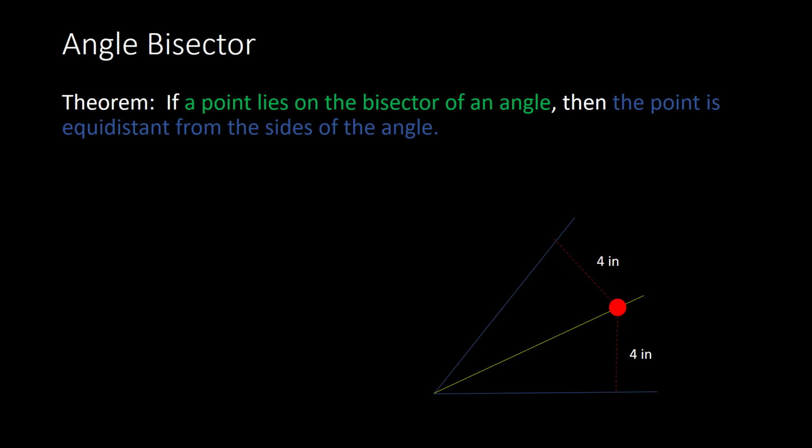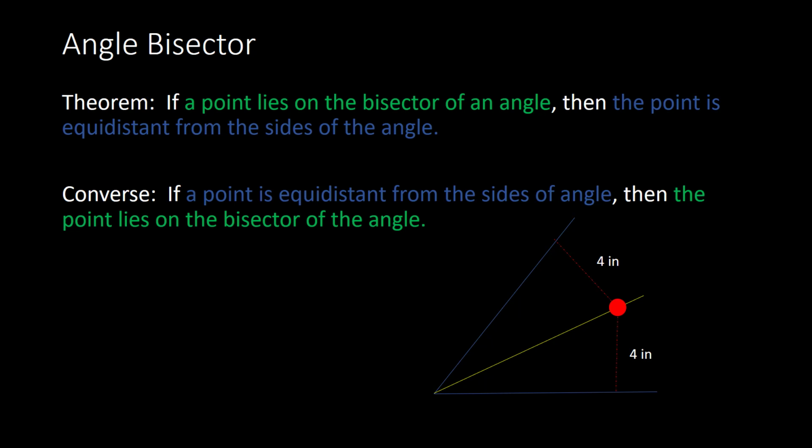And the converse of this is also going to be true, where if we switch the if and the then statement, we would also have another theorem. And that would say that if a point is equidistant from the sides of an angle, then the point must lie on the bisector of the angle. So we now have 4 different theorems, 2 theorems and their converses, which are also theorems.